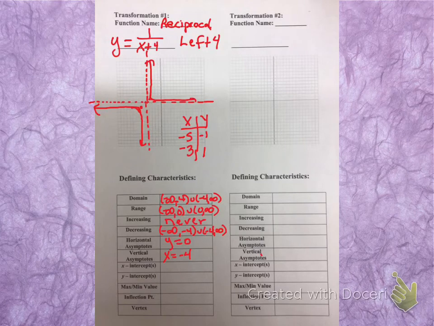Okay, so this time I still don't have an x-intercept, because my x-axis is an asymptote. But I do have a y-intercept. And the y-intercept occurs when x is 0. Because you can see now my graph crosses the y-axis. So if I plug in 0 for x, I get 1/4. So this time I do have a y-intercept of 0, 1/4. I do not have a min or a max. I do not have an inflection point, and I do not have a vertex.